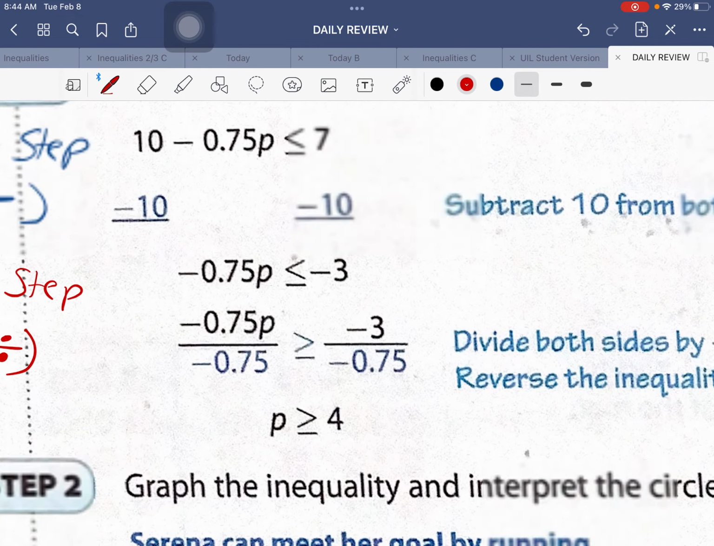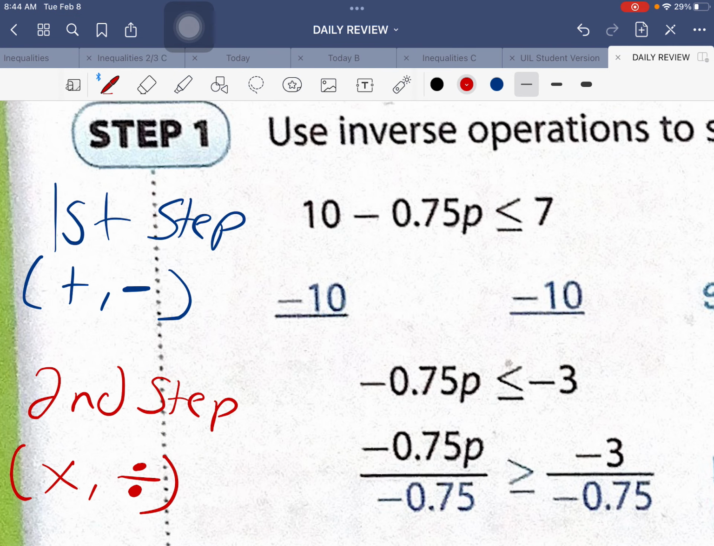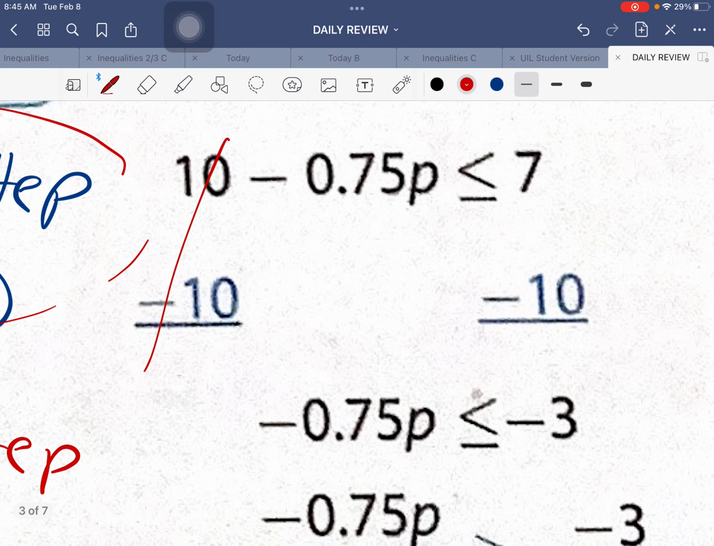Now, hold it for me for a little bit. Now, what do you do first, guys? What's the first step? Adding or subtracting. So what are we going to add or subtract in this inequality? Add 10. What I do to one side, I have to do to the other side. These cancel out. What is 7 minus 10?